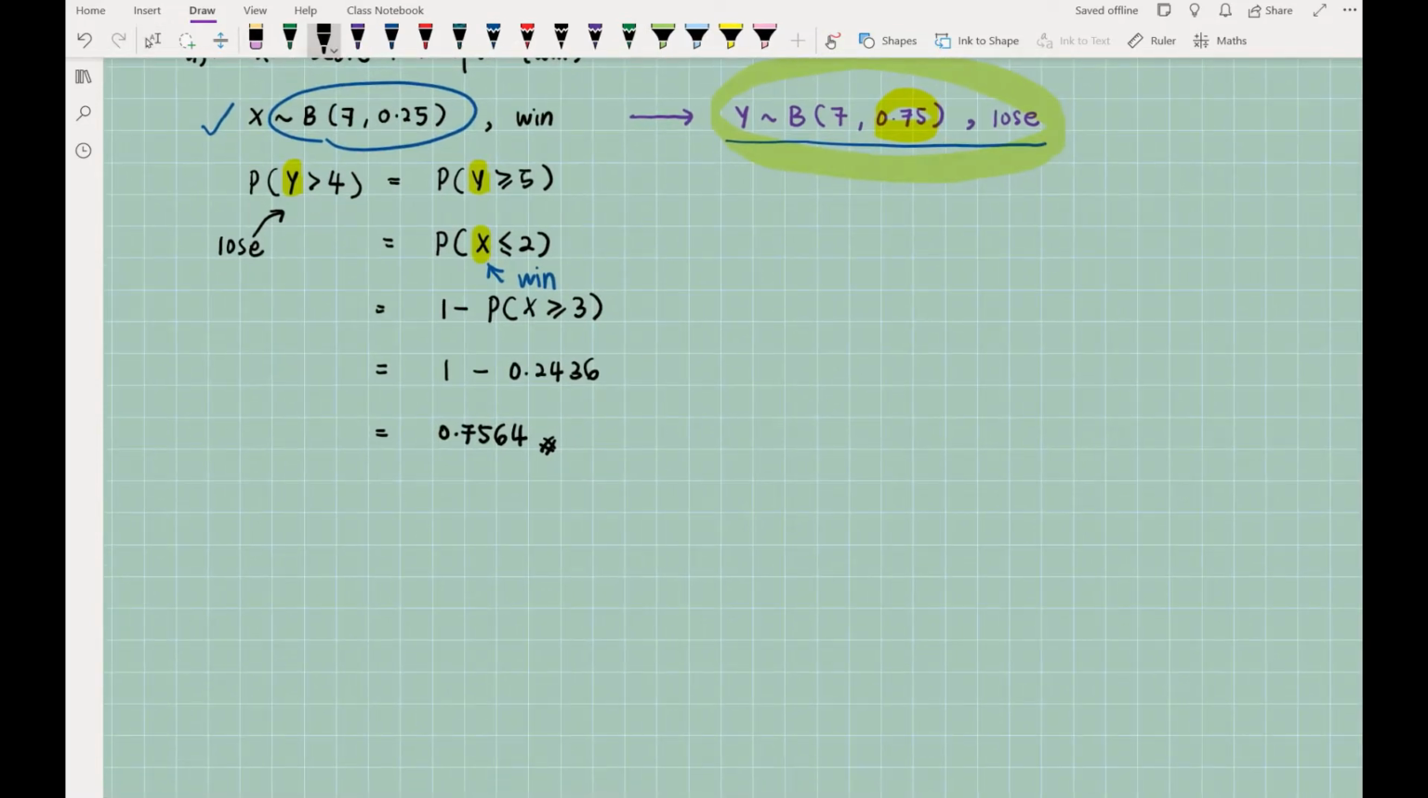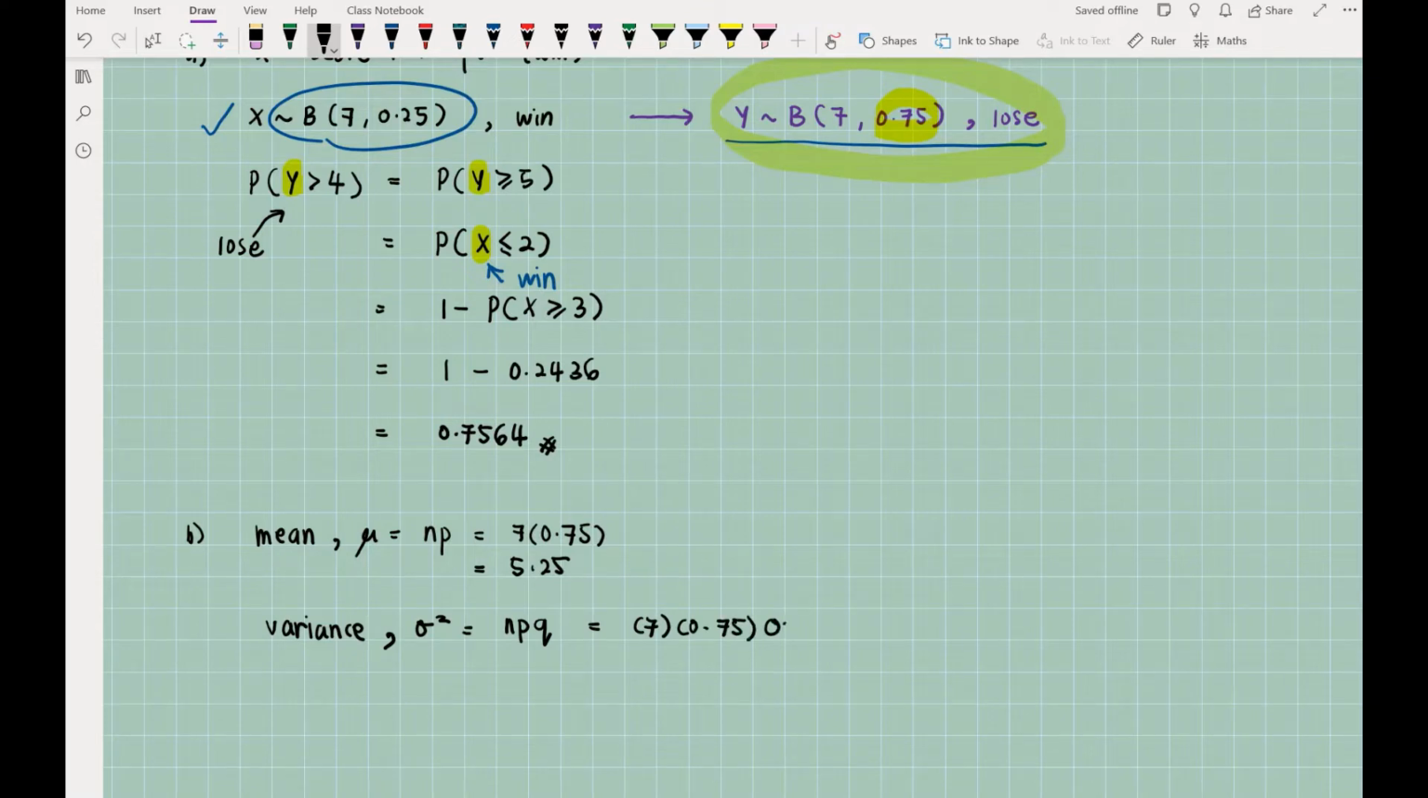Jadi, untuk kita menjawab soalan ini, to get my mean, so, mean iaitu mu is equal to N times P. That will be equal to 7 times 0.75. So, when you calculate, this actually gives you the value 5.25. And untuk mencari my variance, notationnya adalah sigma square. That is actually NPQ. So, please take note, NPQ actually stands for 7 times 0.75 times 0.25. So, the answer is 1.3125. Selesai untuk soalan nombor 3.